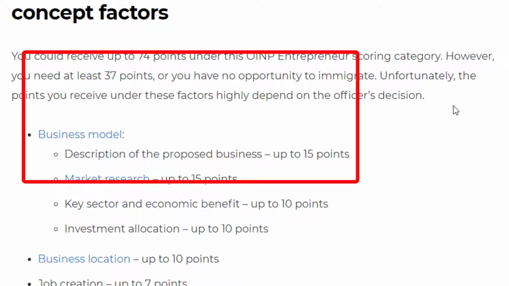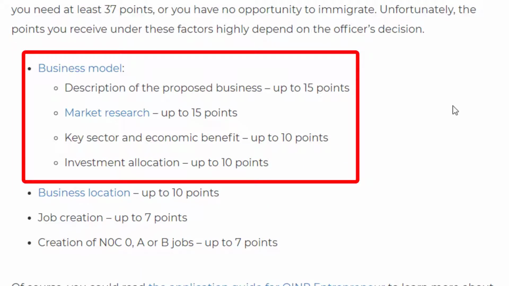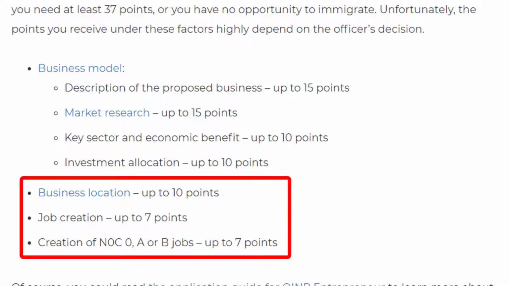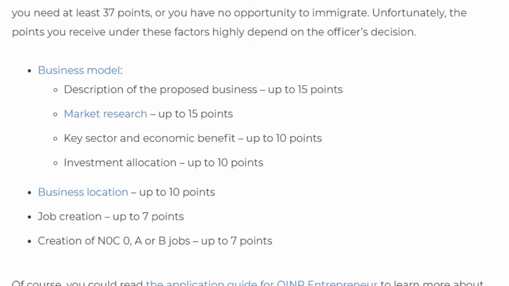For your business model, we can break it down into 4 elements. For description of the proposed business, you could receive up to 15 points, another 15 points for market research, up to 10 points for key sector and economic benefit, and another up to 10 points for the investment allocation. These, by the way, are factors that highly depend on the immigration officer and the decision they make. In terms of your business location, you could receive up to 10 points, and job creation up to 7 points. If those jobs are NOC 0, A, or B jobs, then you could receive up to 7 points.